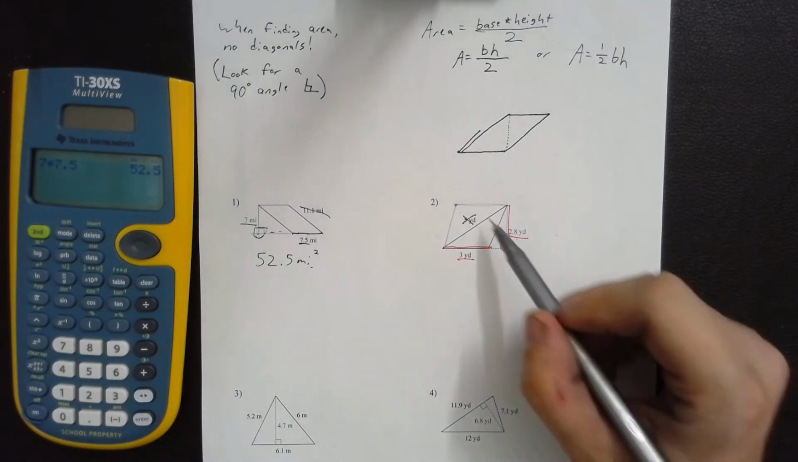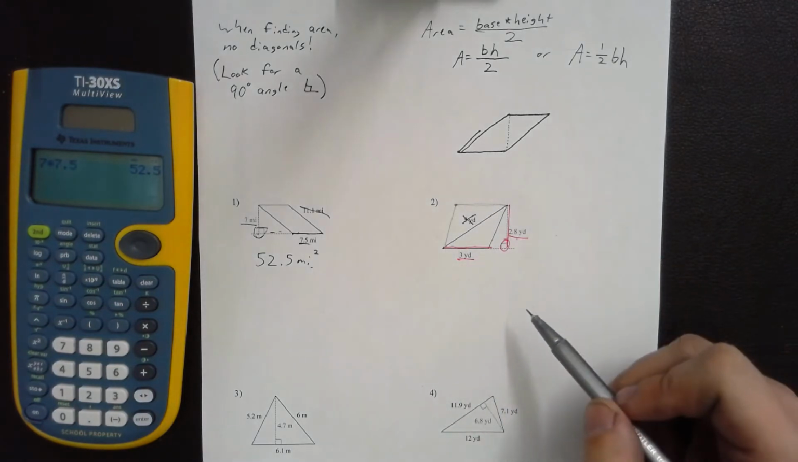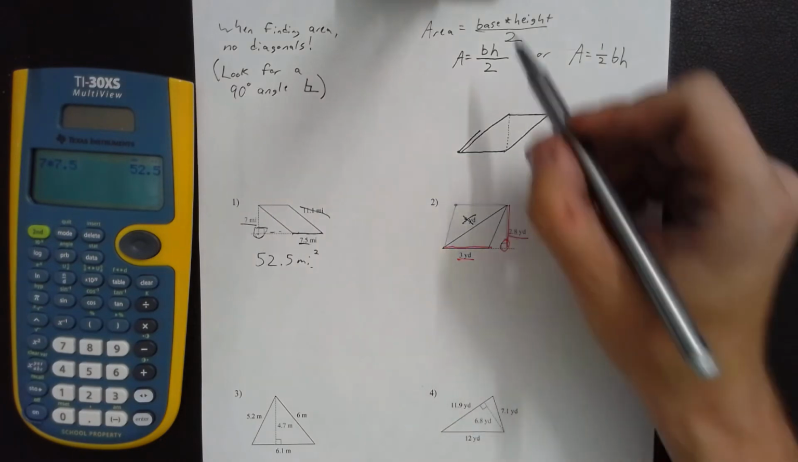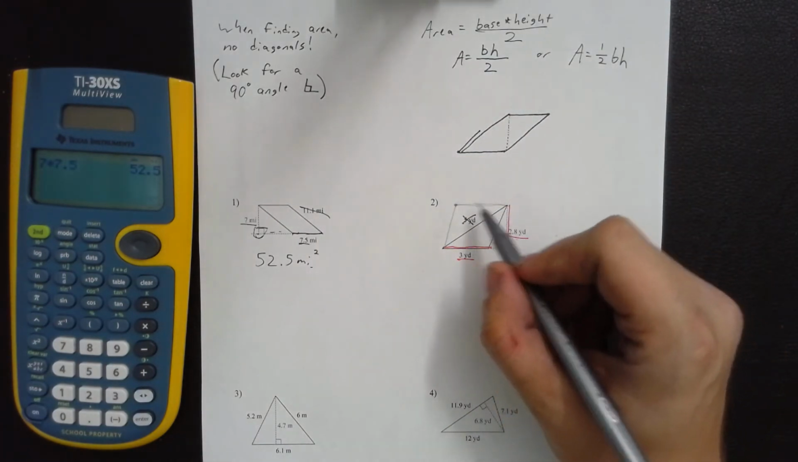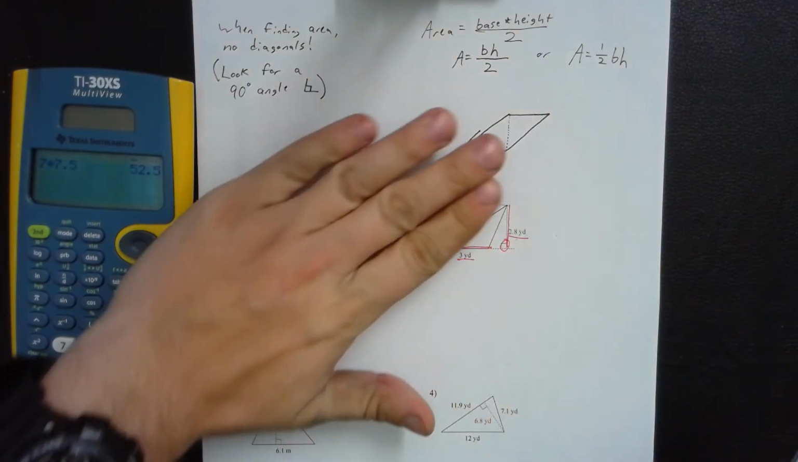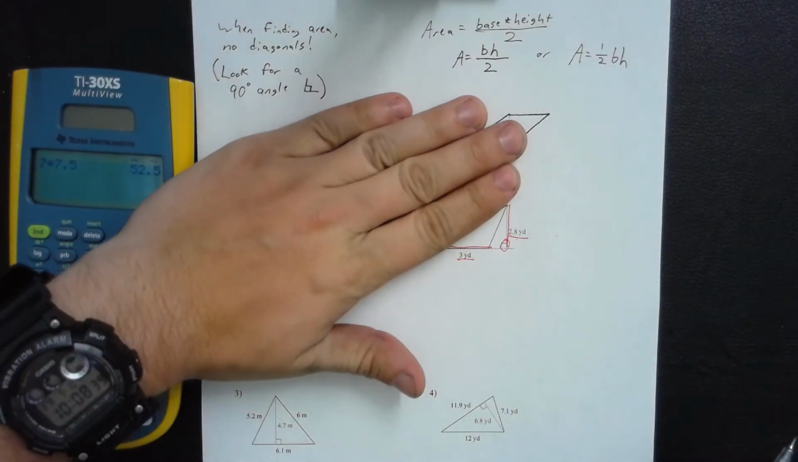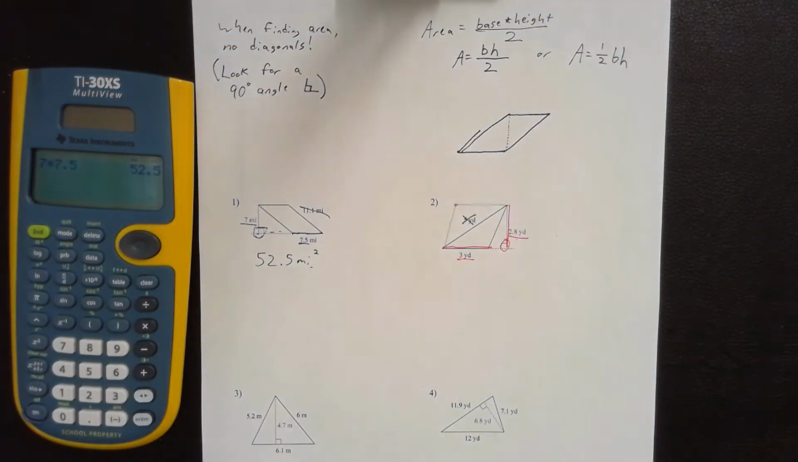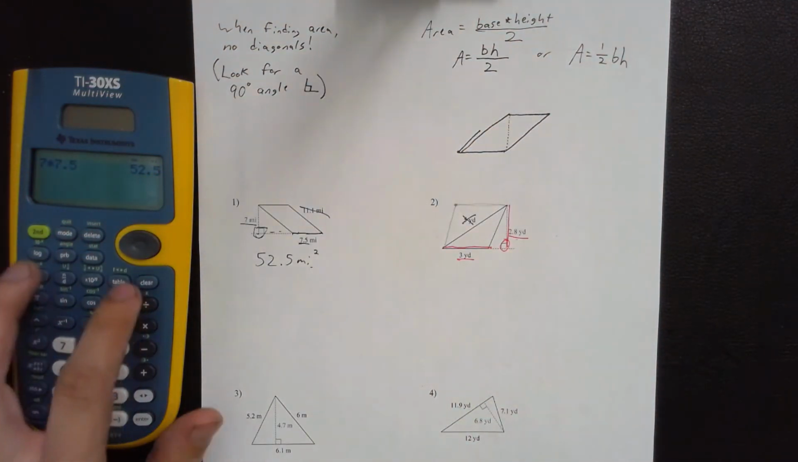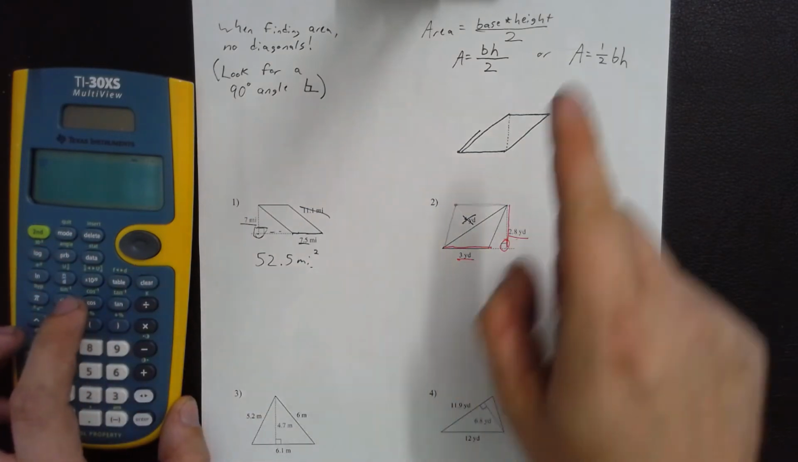3 times 2.8 will give me this entire parallelogram. That's what I'm doing when I do base times height. When I do divided by 2, I will be taking that whole area and then only finding the area of this piece, the triangle part, the part I want to know. So, all we're going to do is type in our calculator, and I'll show you both ways.